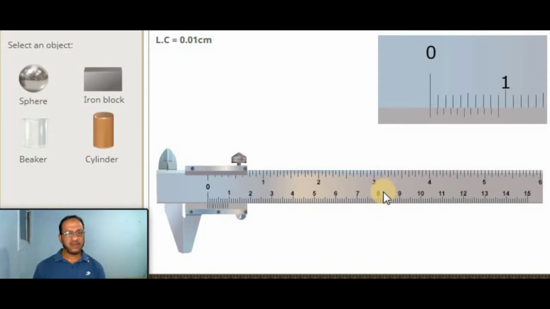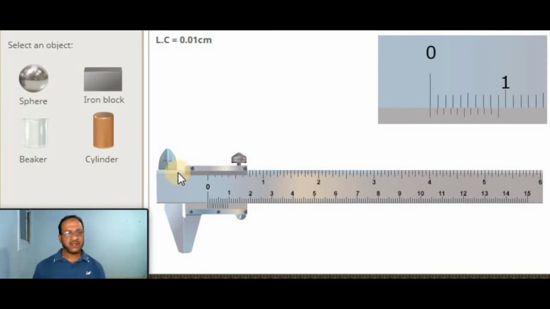1 by 10th of a millimeter. Okay, now we'll start doing the experiment. All of you note down the values in the observation table. Okay, first we are going to do the experiment of finding the inner volume of the given beaker.